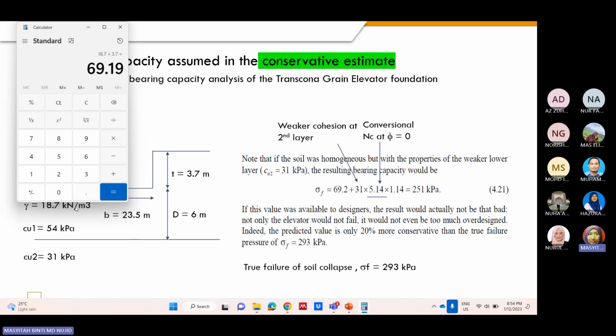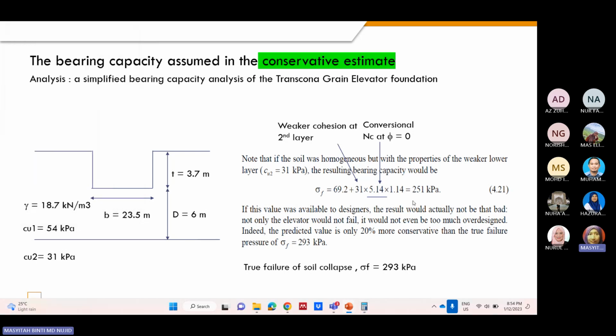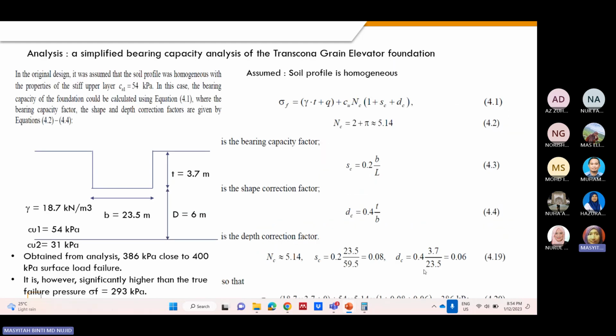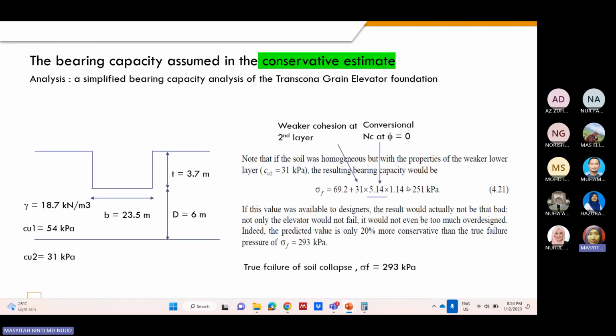Undrained strength ni dia tunjuk kalau kata dia ambil very weak, where the weakest undrained strength is 31. 54 ni memang sure lah safe kan. So kalau kata dia ambil 31, nilai Cu dia tu pada weak layer, and then 5.14 ni is something constant that we have from the first one here. Therefore, the surface load is equal to 251 kPa. So 1.14 ni dia dapat dari mana? 1.14 ni dia coming from this one lah. Cu Nc darab dengan 1 plus Sc plus dengan Dc. So itulah dia dapat 1.14.